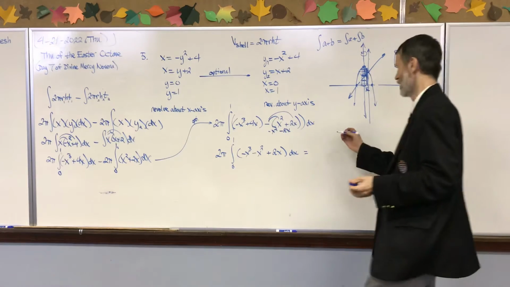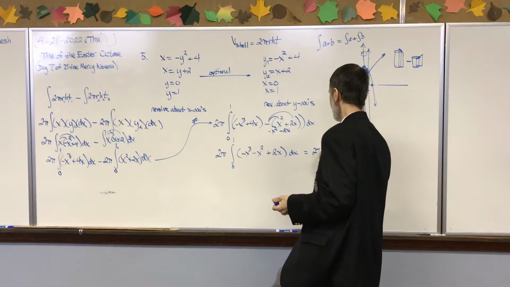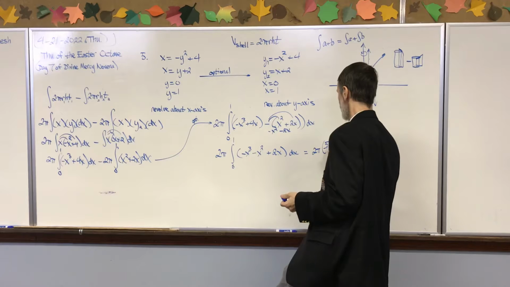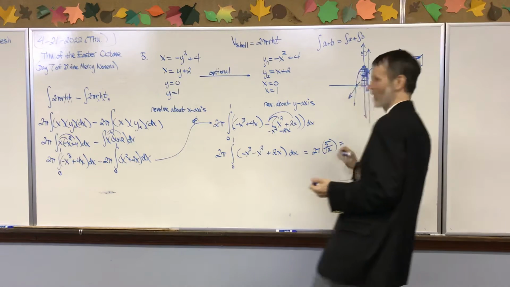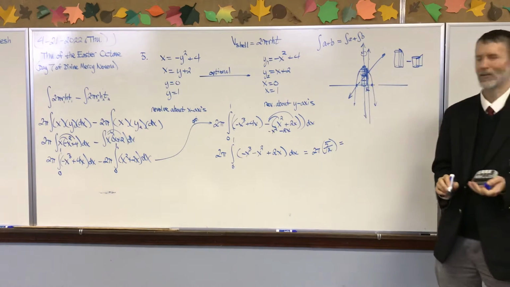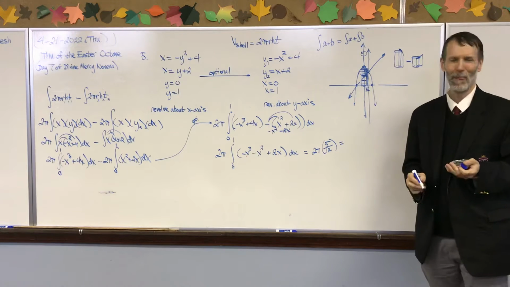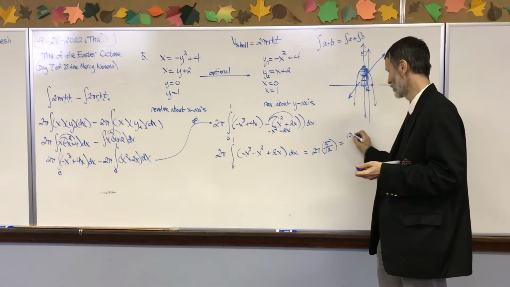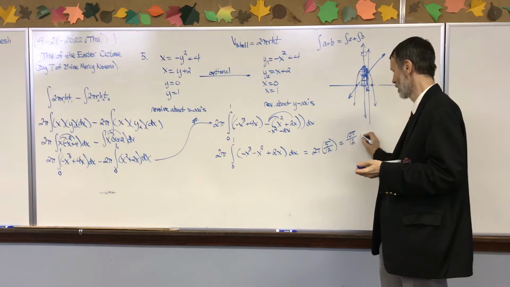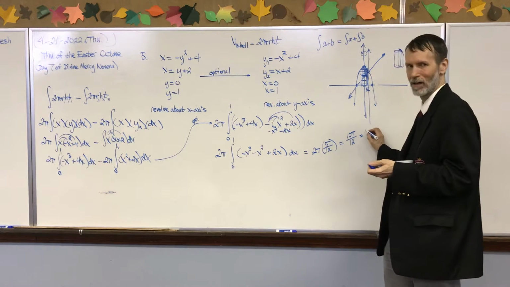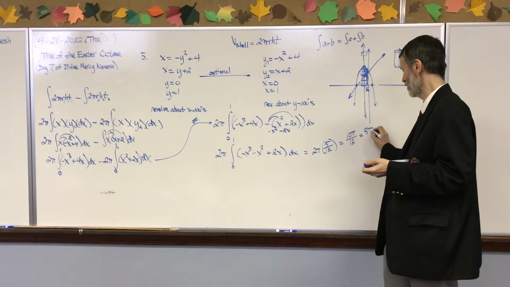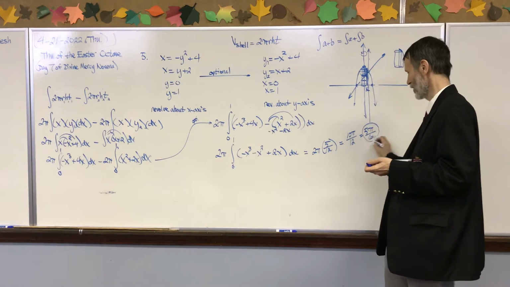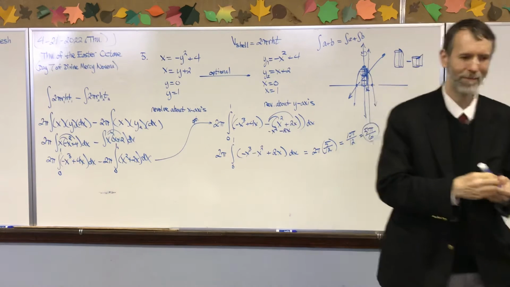5/12. So what you're getting is 2 pi times 5/12. Simplify that for me and you're done. Michael. 10 pi, 10 pi over 12, which reduces to 5 pi over 6, which is our answer. That make sense?